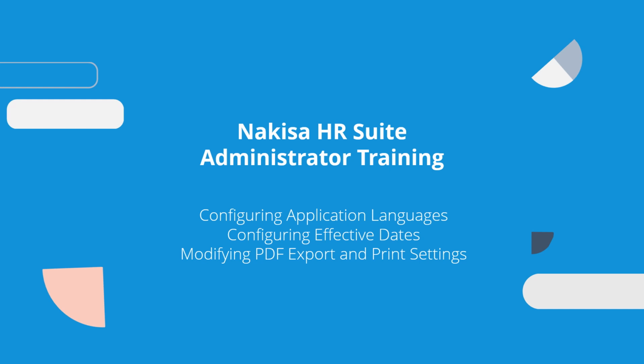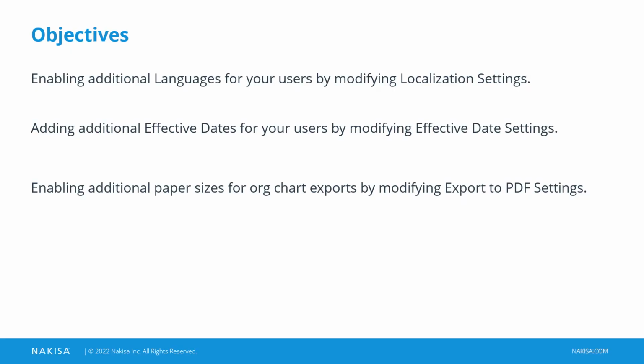This video consists of three topics, which include configuring additional application languages, configuring effective dates, and modifying PDF export and print settings. Let's go over the three objectives of the video. The first objective is to quickly showcase how to enable additional languages for your users.